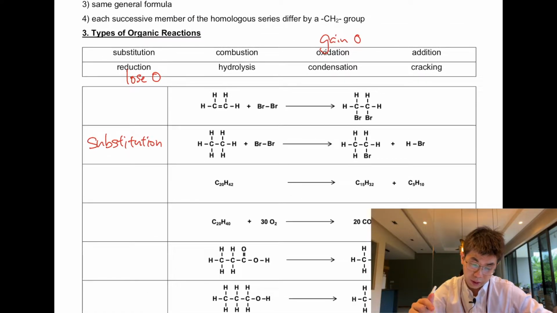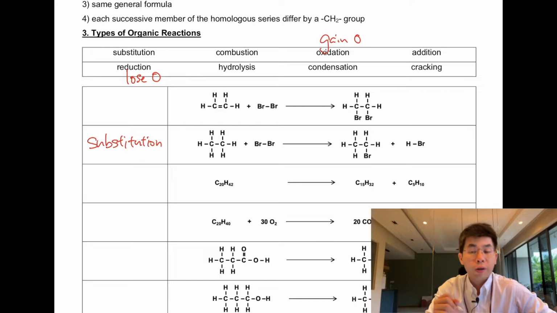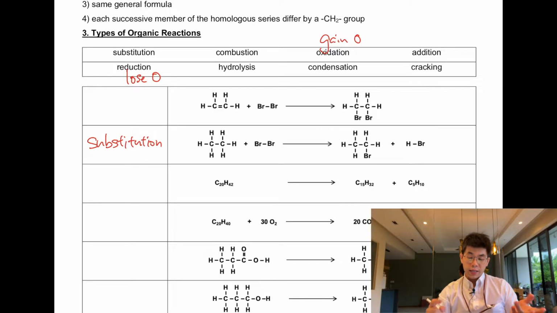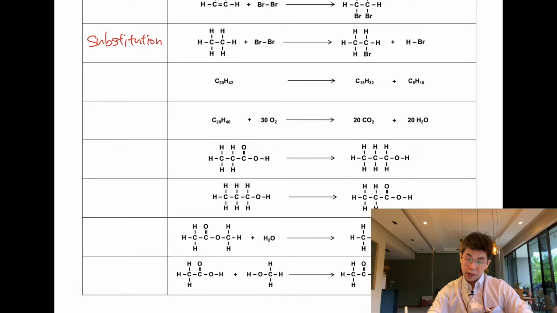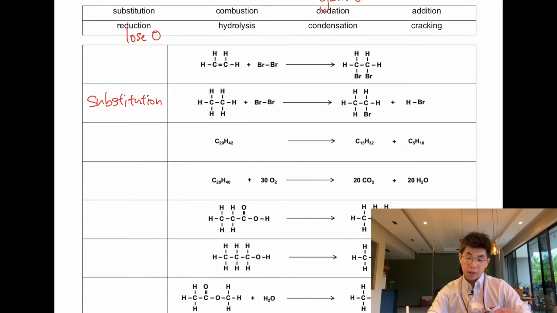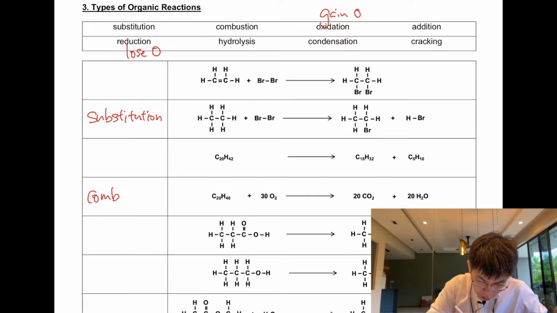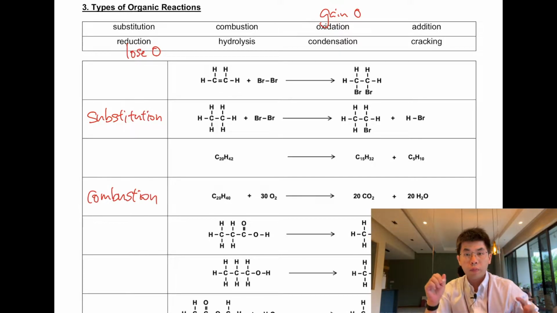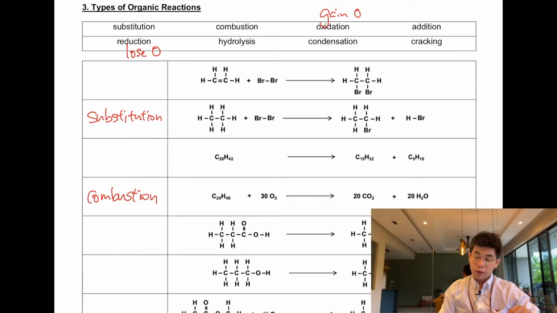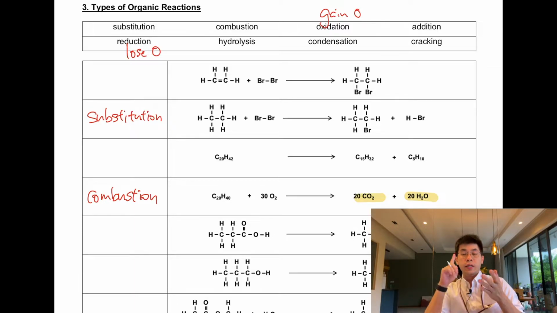So let's look at the next word, combustion. Combustion, we all know, is a reaction with oxygen with heat. So let's look at that. Which one reacts with oxygen and heat? We can look at the fourth one. This is combustion. So in organic chemistry, at O levels, most organic compounds will combust to form carbon dioxide and water. Okay, that's something you need to remember. Alkanes, alkenes, alcohols, and carboxylic acids, they combust to form carbon dioxide and water only.